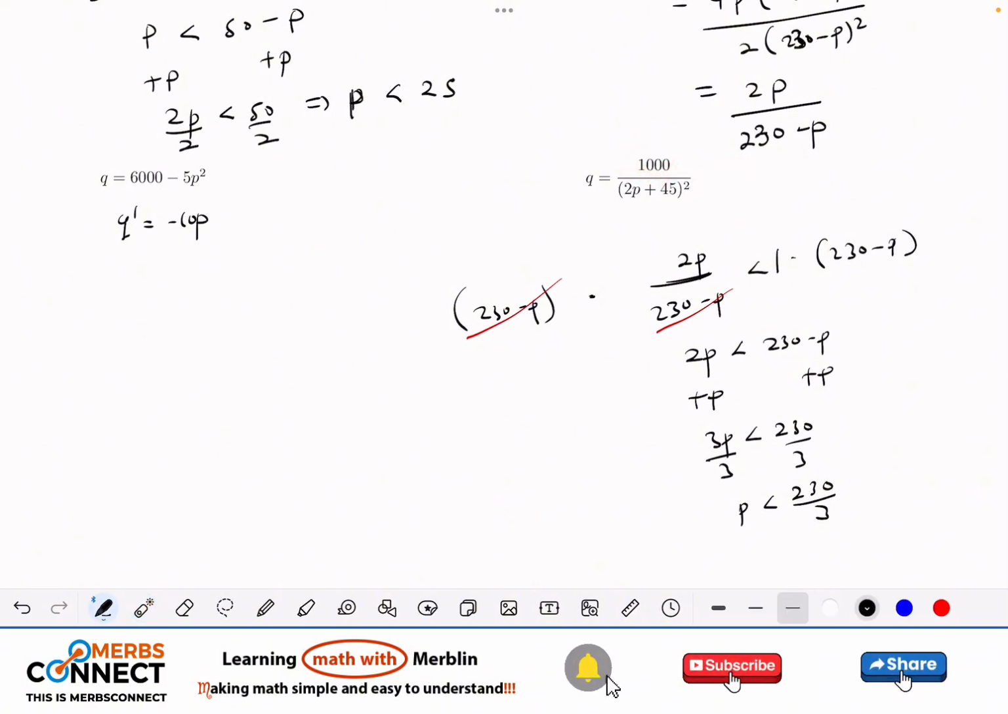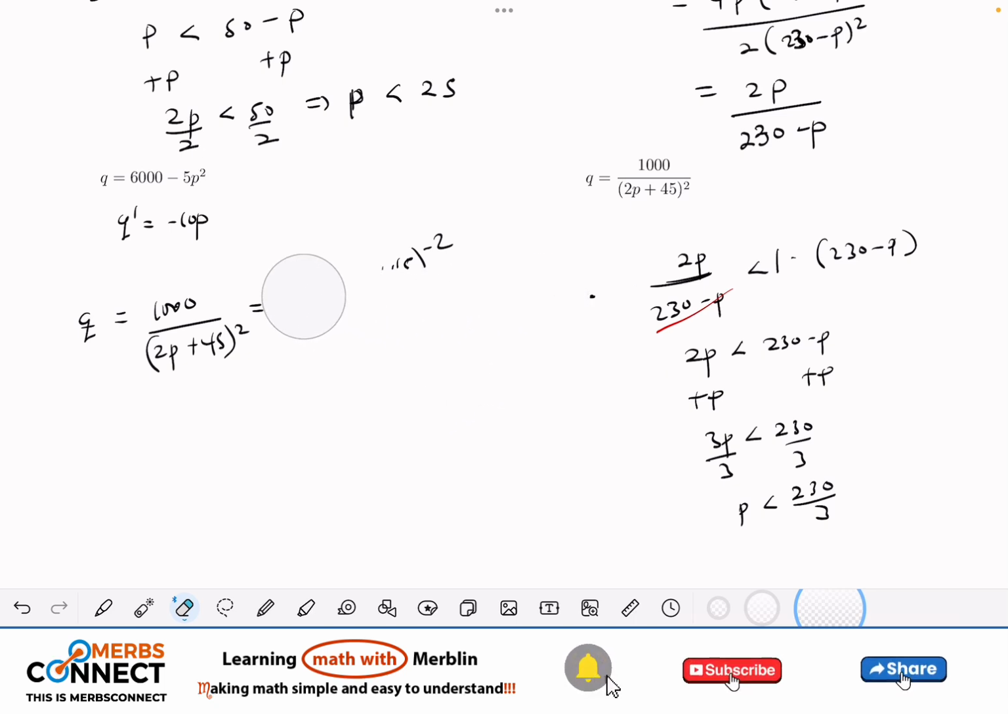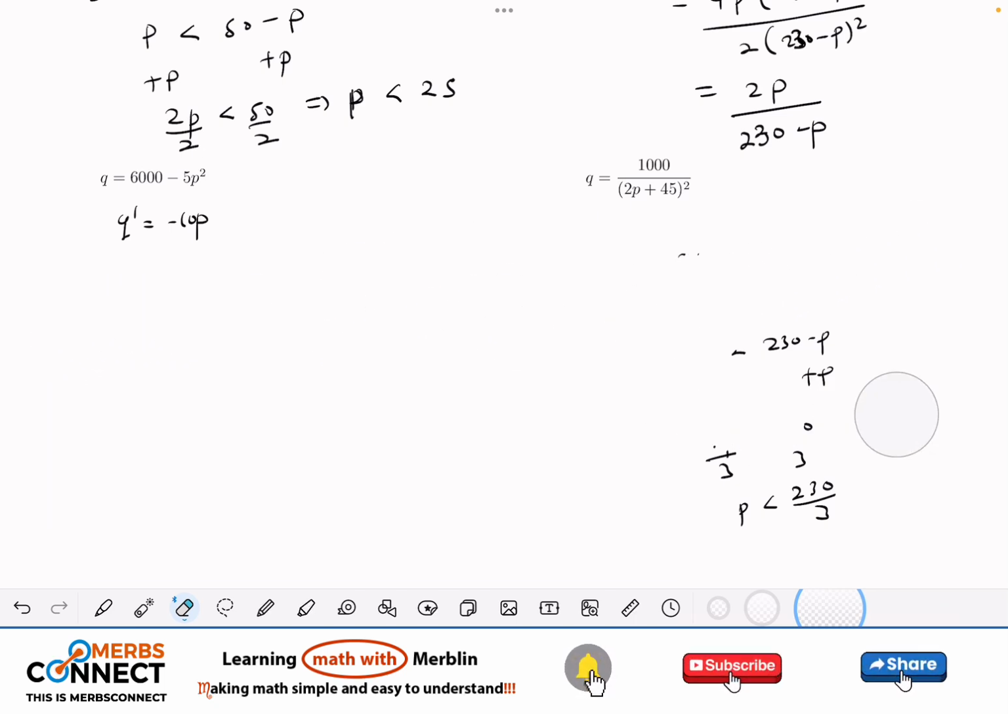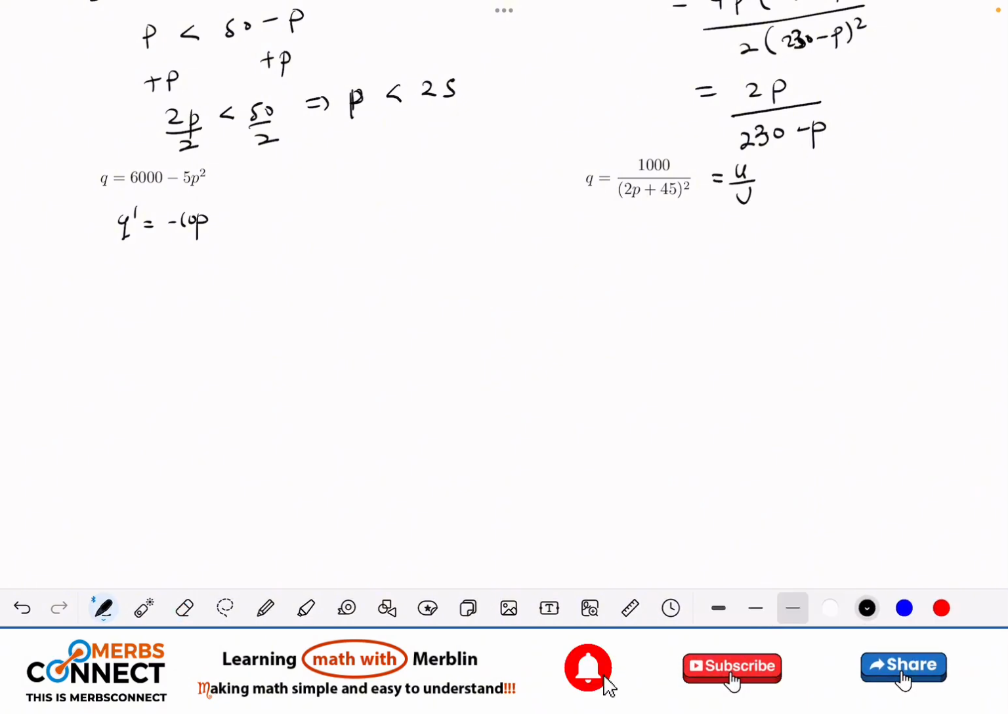So how can I do that? Q is equal to 1000 divided by 2P plus 45 squared. So I can write this one as 1000 times (2P plus 45) to the power minus 2. So I've converted it to the power rule, which I'm going to use the chain rule to differentiate. Or you can also use the idea of the quotient rule, U over V.